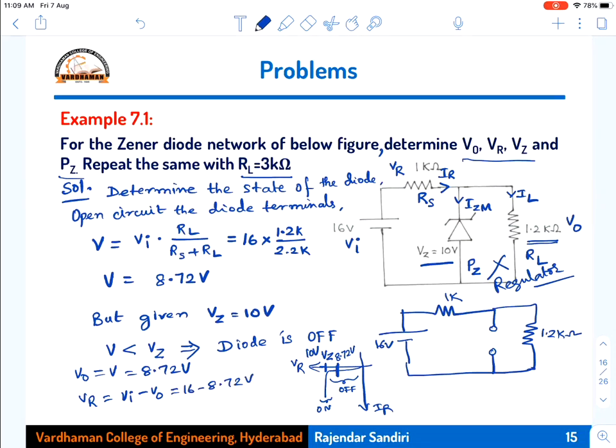How much is 16 minus 8.72? 7.28 volts. So that is VR. Now V0 is this one. V0 I calculated. VR I calculated. Then what is VZ? VZ is given as 10 volts, the given value.